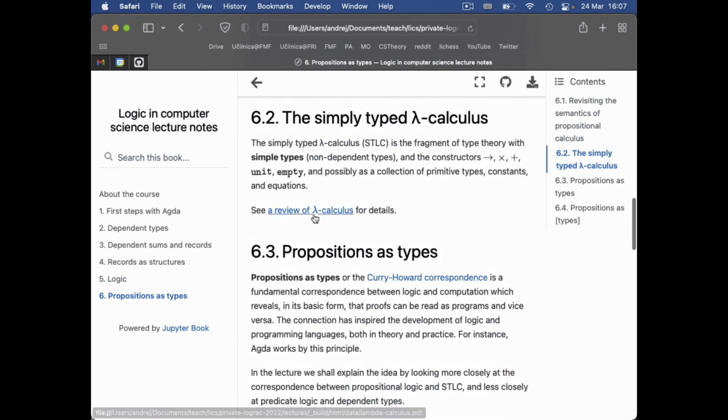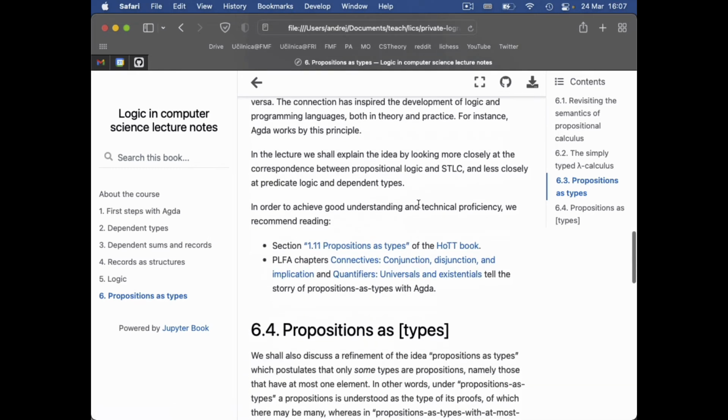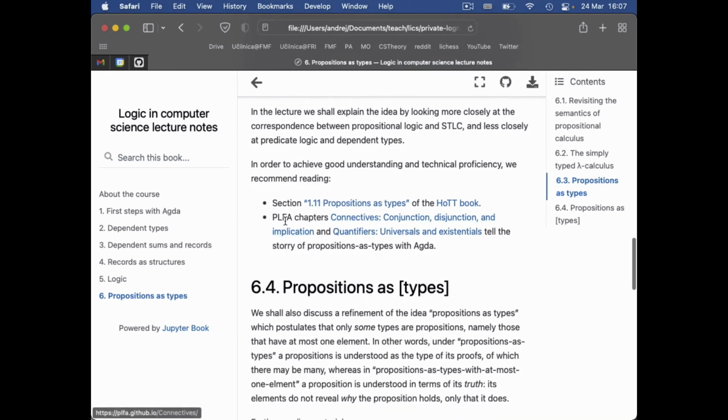So this is the lambda calculus stuff. This is just Wikipedia. If you want to lose an hour, you click here and then you do the transitive closure of Wikipedia. But the HoTT book has a nice introduction, and then the PLFA has these things here.